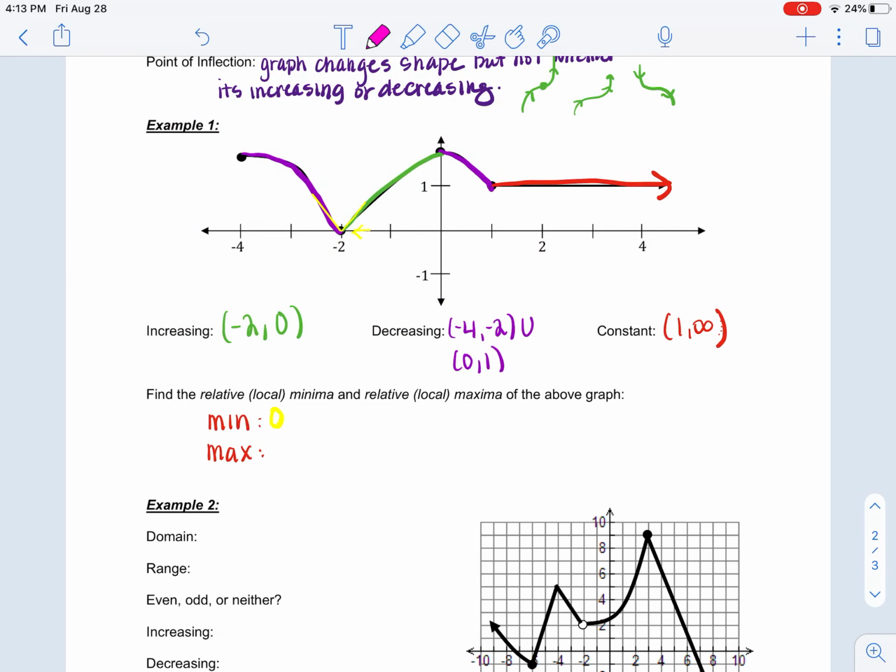Now let's do relative maximum. Okay, so I'm looking for anywhere on the graph that it goes from increasing to decreasing. So increasing to decreasing. This right here is a relative maximum. There are no more places where it's increasing to decreasing, so there are no more relative maxima. People will always say that this is a relative maxima, but it goes from nothing to decreasing. So that is not a relative maxima. So the only relative maxima is 2.